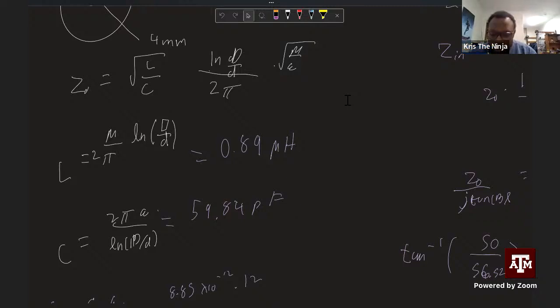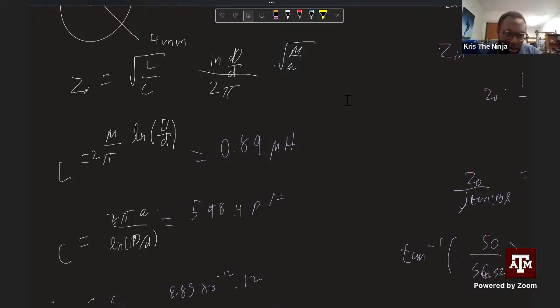If you're ever unsure, you can always put the number in again and put 10 to the negative 12. Excuse me, not 59, it's 598.4 picofarads. So with these two values, now we can calculate Z naught. And Z naught is this equation shown here.